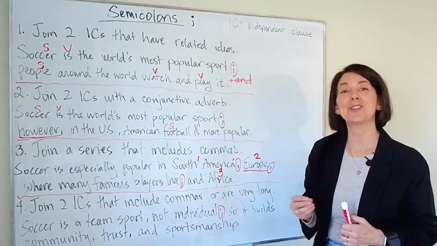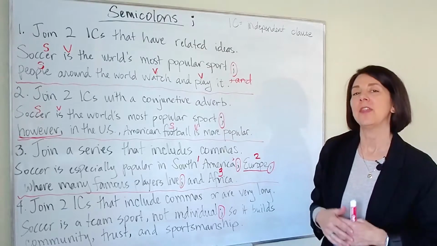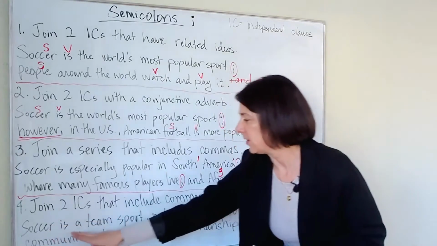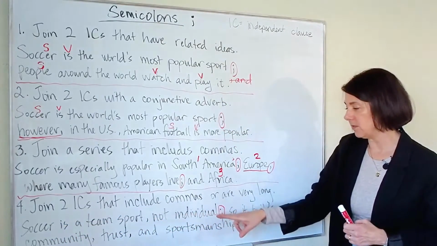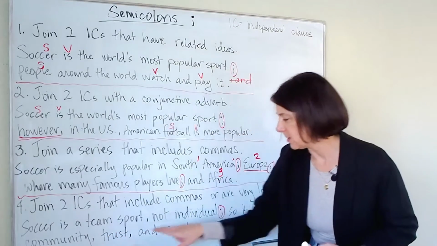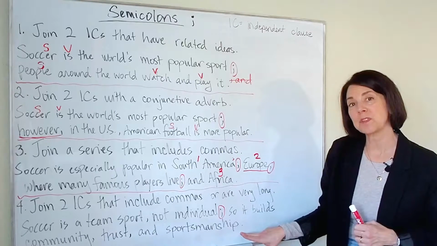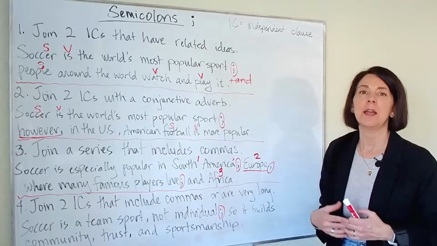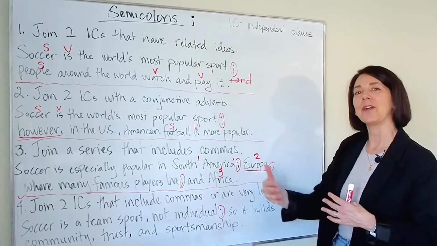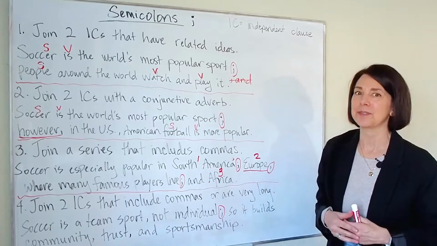Finally, number 4, to join 2 independent clauses that have a comma inside or that are very long, that are lengthy. For example, soccer is a team sport, not individual; so it builds community, trust, and sportsmanship. If you're not familiar with the word sportsmanship, that means the quality of playing sports fairly, of going out there and playing sports with a good attitude and being nice to the other players.